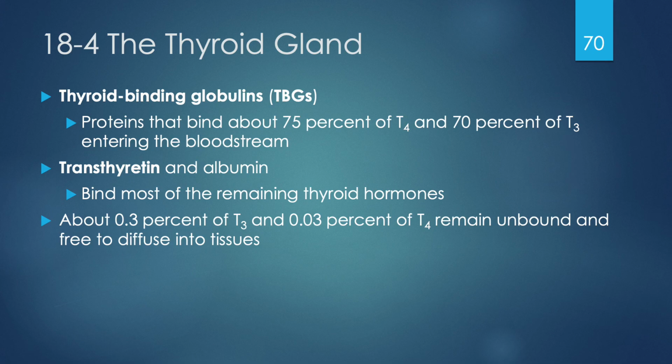However, there is still some T3 and T4 which will remain unbound in the body, and that can diffuse into tissues. This is a very small percentage. There's only about 0.3% of T3 and 0.03% of T4 that will remain unbound.